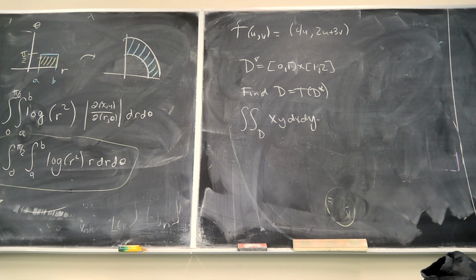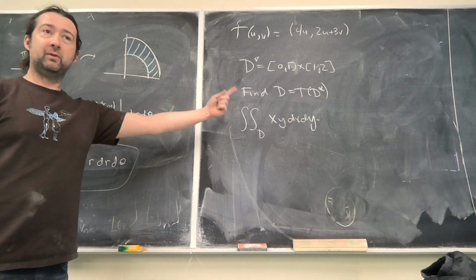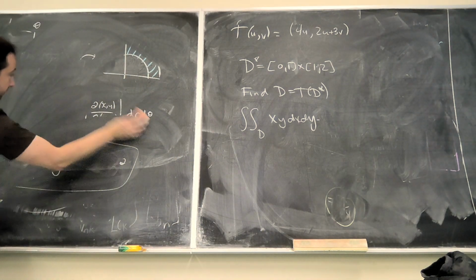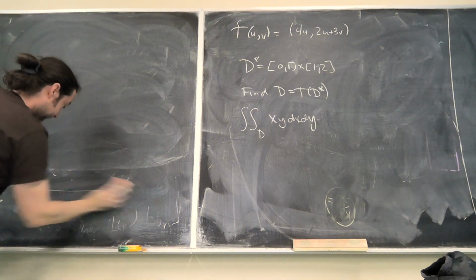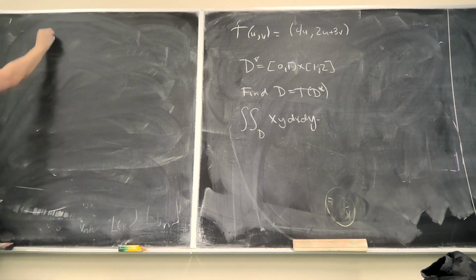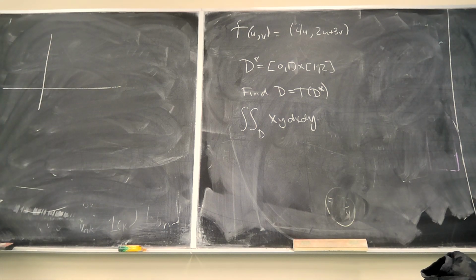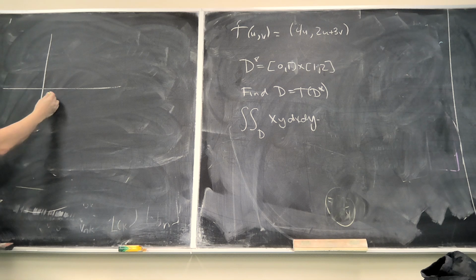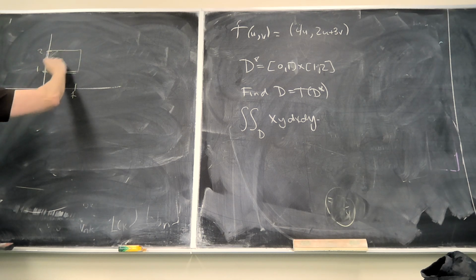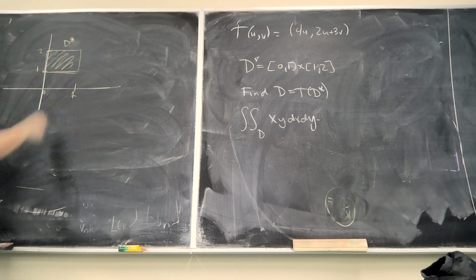Okay, so how am I going to start this? I've got to do something. Maybe I should just draw that rectangle D star. Maybe that's a good first step. Okay, so 0, 1, and 1 to 2. So we're looking at this rectangle right here. This is our original region, D star.